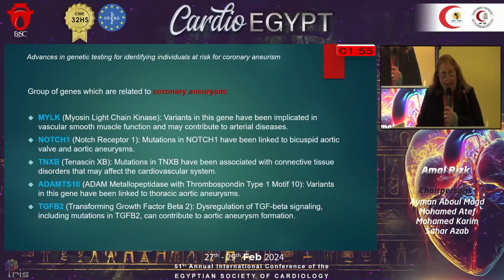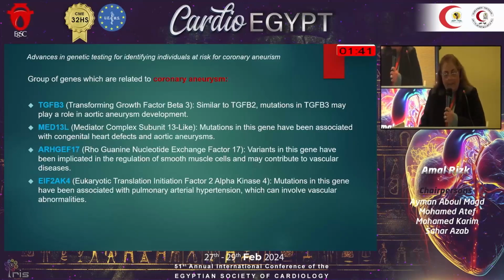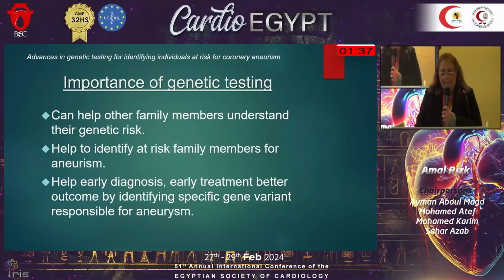Another group is myosin light chain and ADAMTS, which are the metalloproteinases that we mentioned before with Kawasaki disease, and the transforming growth factor beta 2. Dysregulation of these leads to aneurysm formation. And these are the two most recently presented.